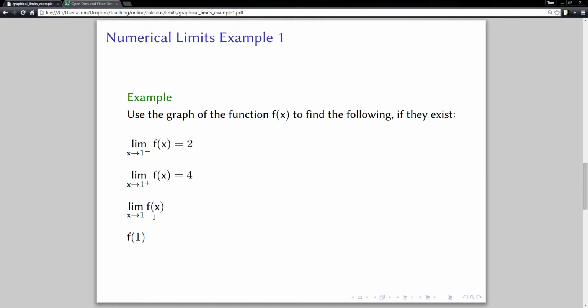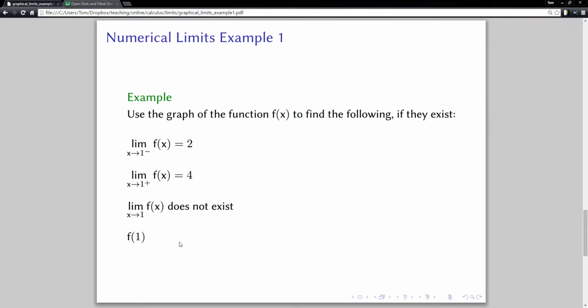So we want the two-sided limit now as x goes to 1. And for the two-sided limit, we can see that we know both of the one-sided limits. They both exist, but they aren't equal to each other. So in that case, when the one-sided limits are not equal to each other, the two-sided limit automatically does not exist. So we don't even really have to look at the graph for that one, because the one-sided limits tell us everything we need to know about the two-sided limit here.